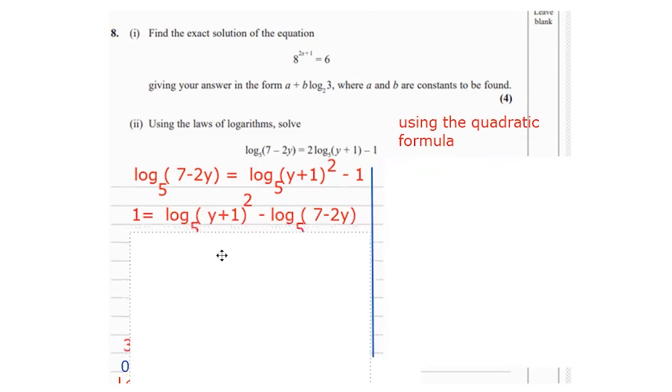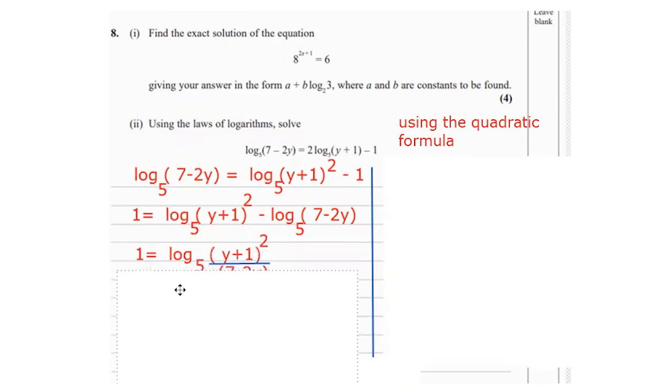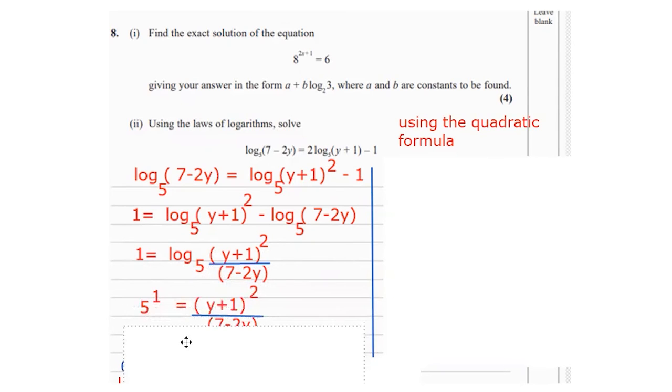My second step would be to bring the 1 to the left-hand side, and then I shall make it a plus 1, and I shall take the log of 7 minus 2y to the right-hand side and make it a minus log of 7 minus 2y. My next step would be to combine the logarithms using the logarithm laws. We all know that log of a minus log of b is equal to log of a over b, and that's exactly what I shall be doing in my next step. 1 is equal to log of (y plus 1) squared divided by (7 minus 2y).